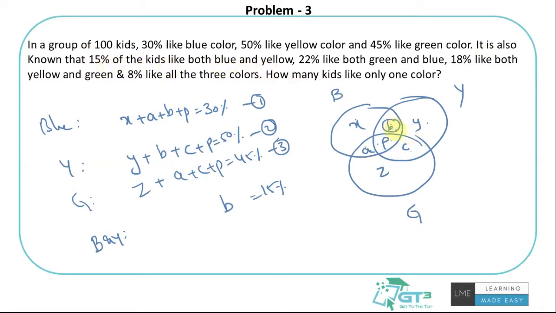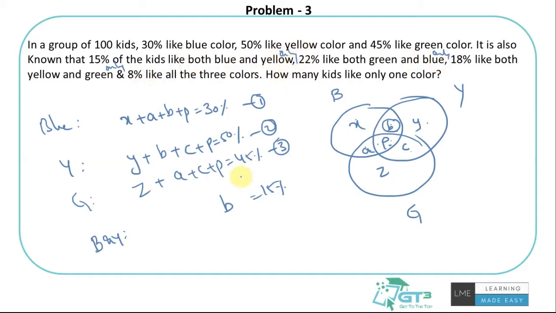So these kids like both blue and yellow. These kids also like both blue and yellow, but they also like green. So it should have been people who like both blue and yellow only, right? Both green and blue only. And 18% like both yellow and green only. They have to be explicitly mentioning this. Okay, let's solve this assuming this only is what they have given.